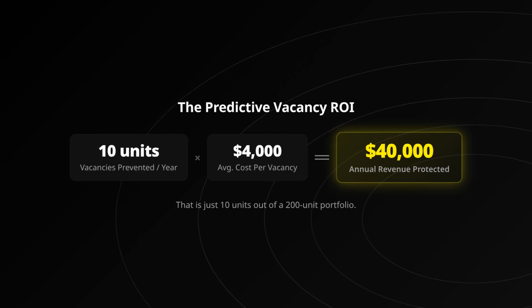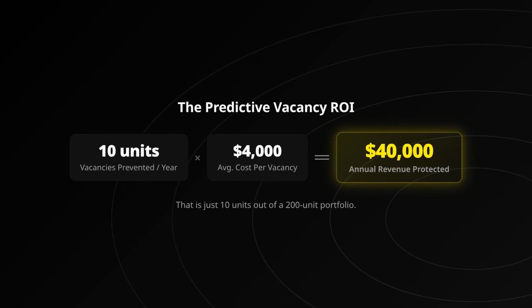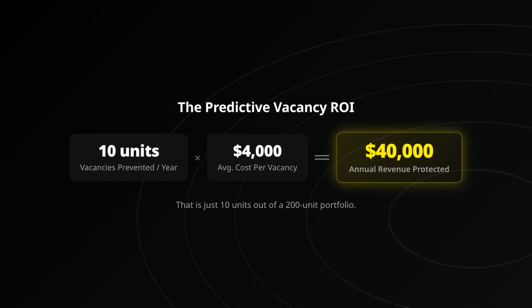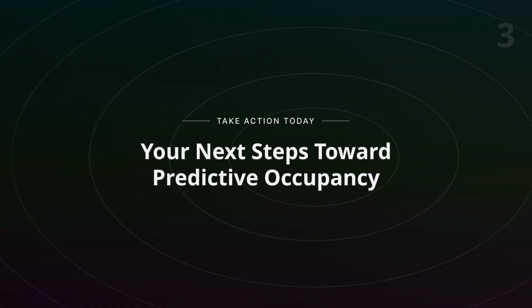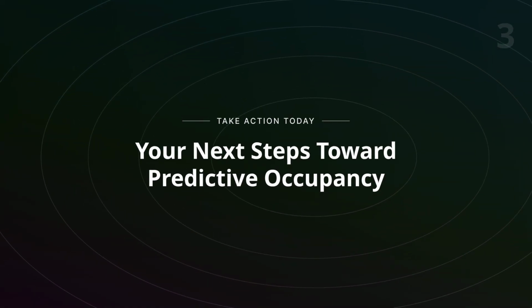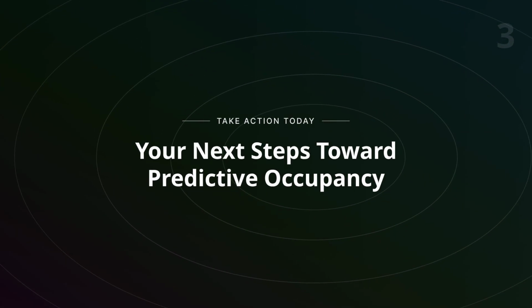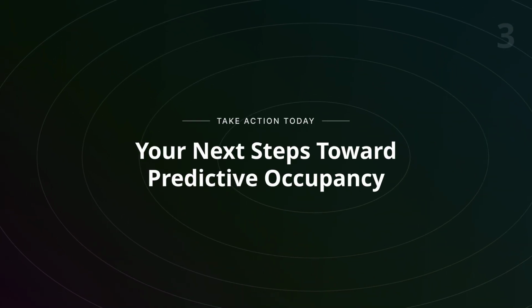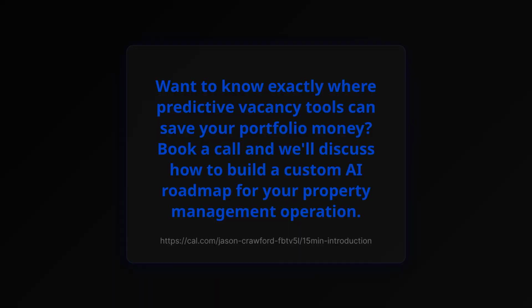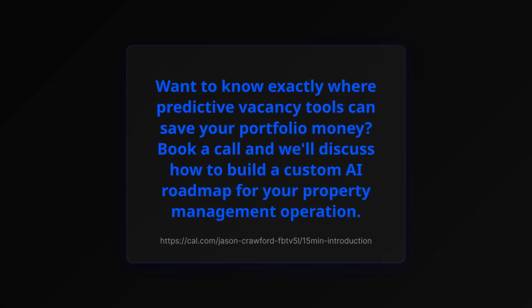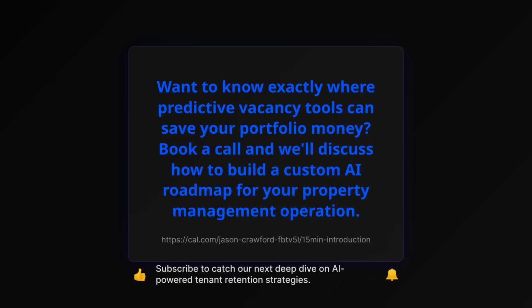Let's make the math concrete. If you manage 200 units and predictive tools help you prevent just 10 vacancies per year at $4,000 each, that is $40,000 back into your operation every single year. The operators winning right now are not waiting for vacancies to hit their dashboard. They are preventing them. Here is how to get started today.